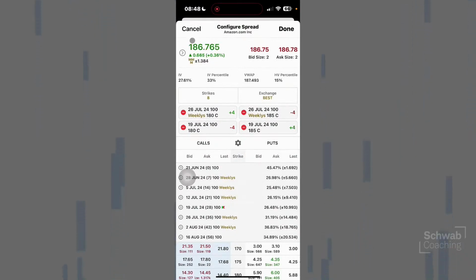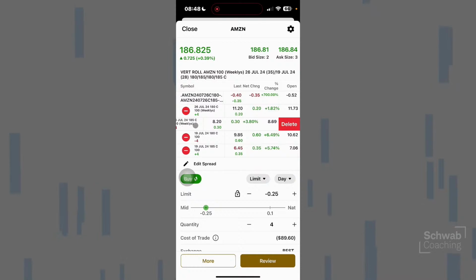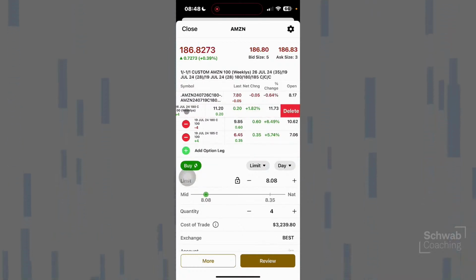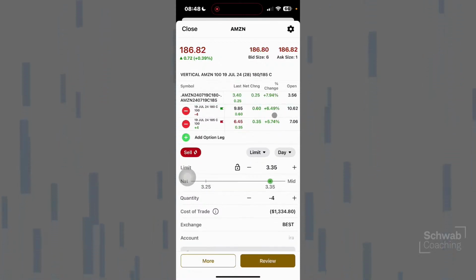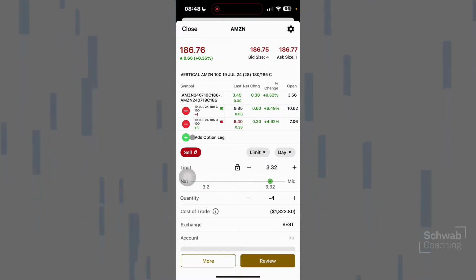Well, you could go in that way, but I like to go in this way. We're going to click on that minus, and it says delete. Click on the minus and delete. Okay. Now what you're going to notice is we can also just go to where it says add option leg.